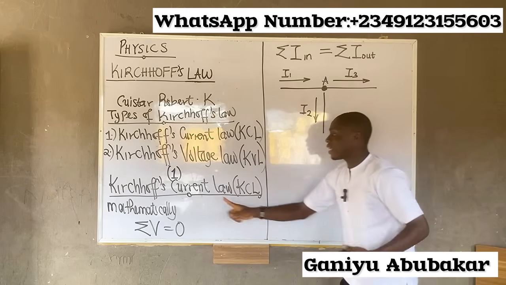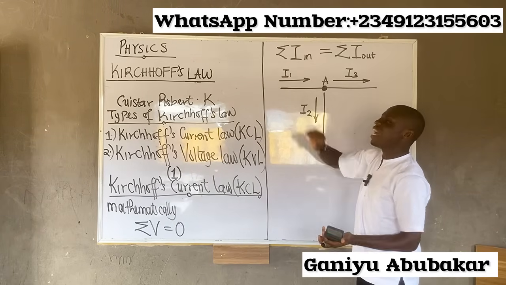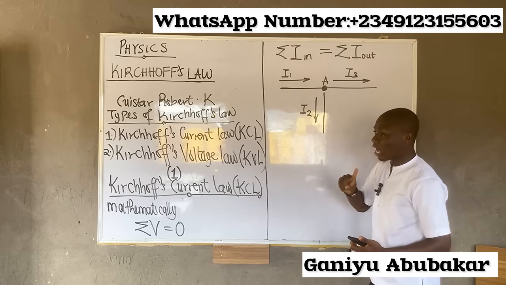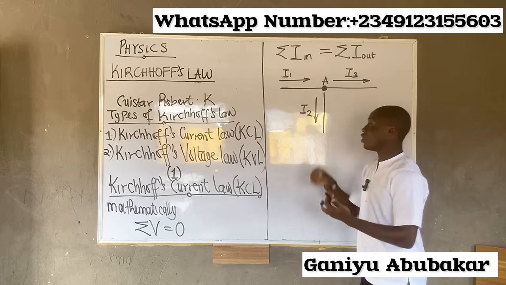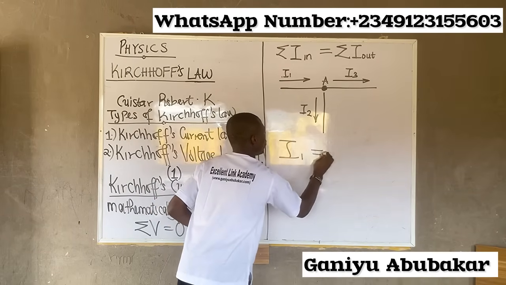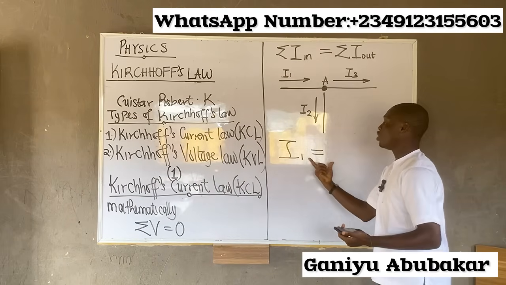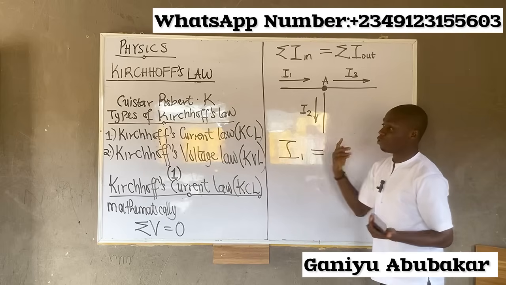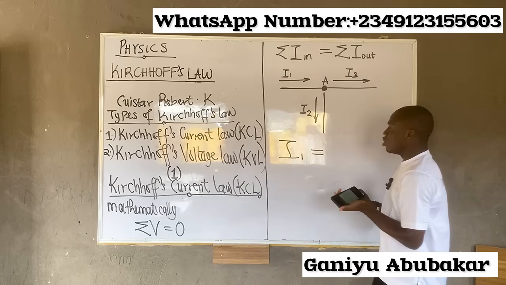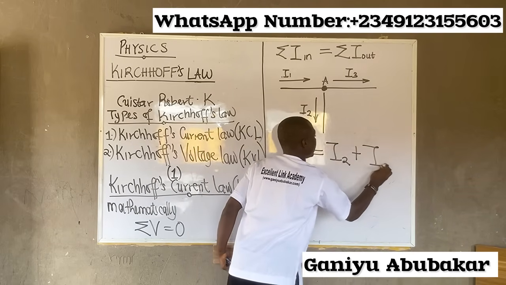If I'm to apply Kirchhoff's current law, I'm saying that the sum of current entering... please, how many currents are entering the circuit here? Just one, and that's I1 flowing in. So from there, I1 flowing in must be equal to the sum of current flowing out of the circuit. I3 and I2 are leaving the circuit. So I2 plus I3.